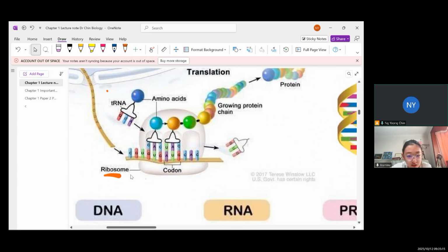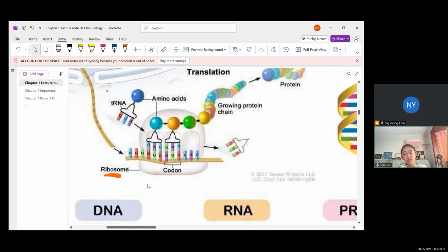Have you heard of this before? Ribosome? No. Okay, ribosome in 华语 is what? 核糖体. Okay, you heard about this before, right? Yeah, 核糖体. That's why you learn science in Mandarin, right? When you are in China.